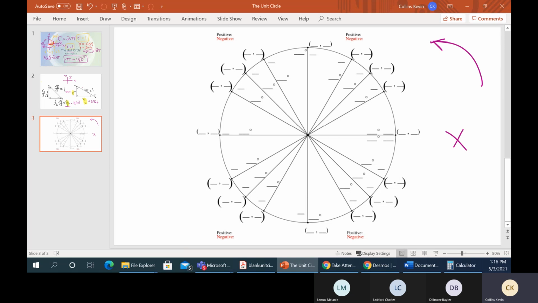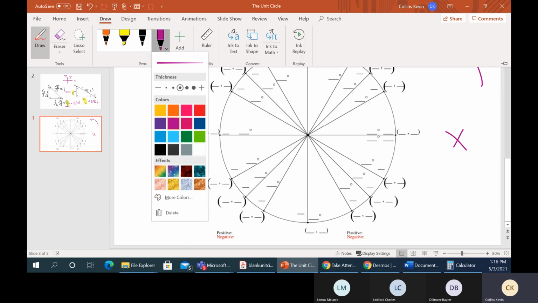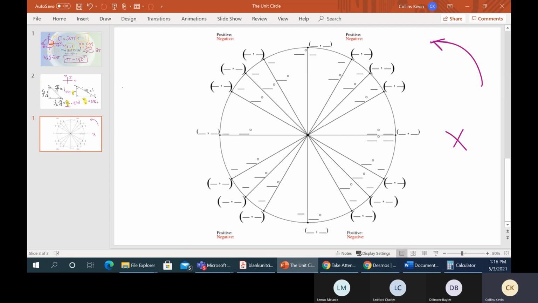So let's start with, see if I can make this a little thinner but still be able to see it. Let's try that.